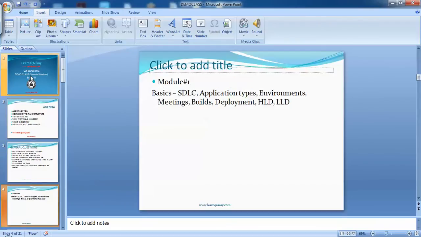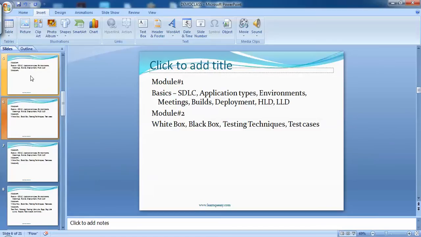For our convenience, the total course content is divided into different modules. Module number one. First, I go with very basics because a lot of guys are coming from a non-IT background. So, what is testing? Basics like different types of environments in real time, different types of applications, what is an entire application, what is a two-tier application, what is a three-tier application, different types of meetings in real time, what is a design document. Very basics.